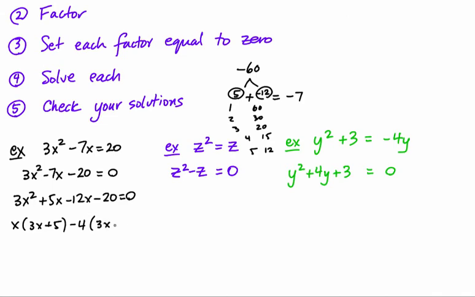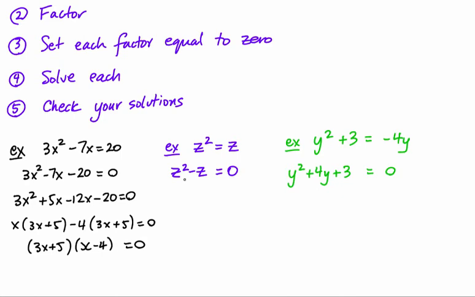So this will be 3x, and then negative 4 out of negative 20 will give me plus 5. And so I factor this to (3x + 5)(x - 4) = 0. Doing the same thing with the second example, I look at these two terms and I say, oh, I have a common factor between the two terms of z, and that would leave over z minus 1. So there's the full factorization.